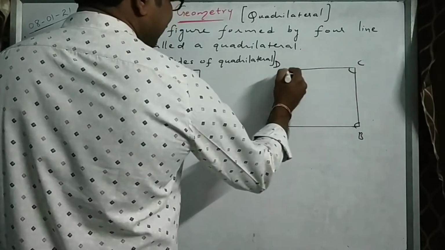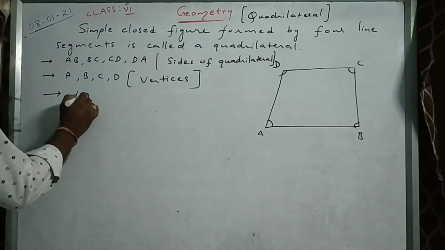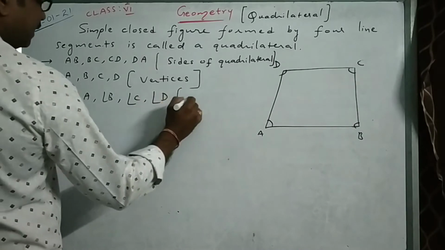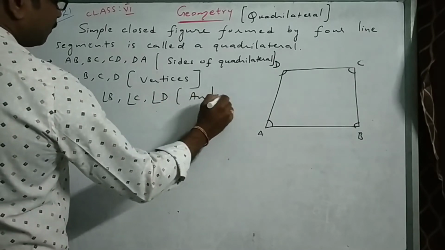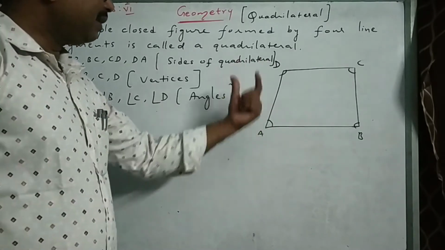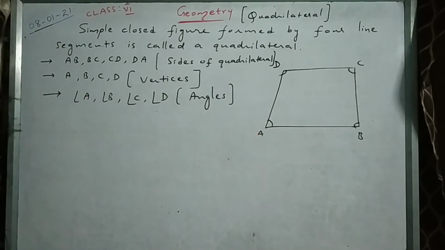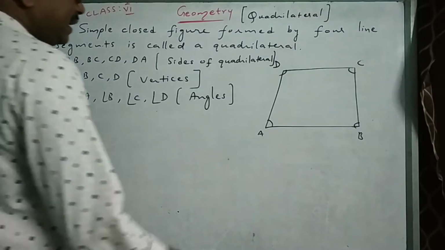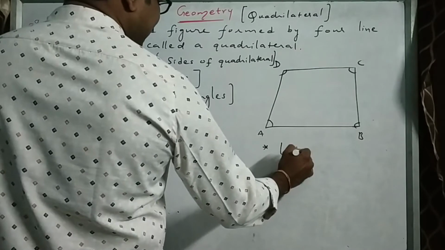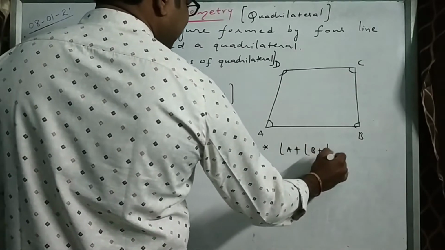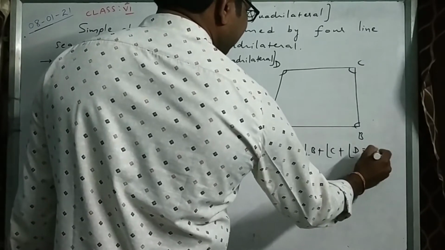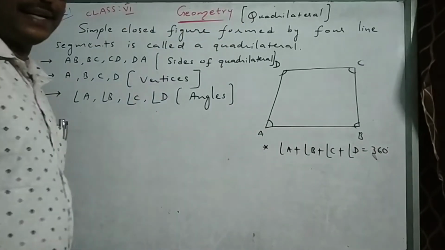Angle A, angle B, angle C, angle D. They are angles of a quadrilateral. Four angles are there. In a triangle we have only three angles, but in a quadrilateral how many angles we have? Four angles. And angle A plus angle B plus angle C plus angle D, how much will you have? 360 degrees, not 180 degrees.